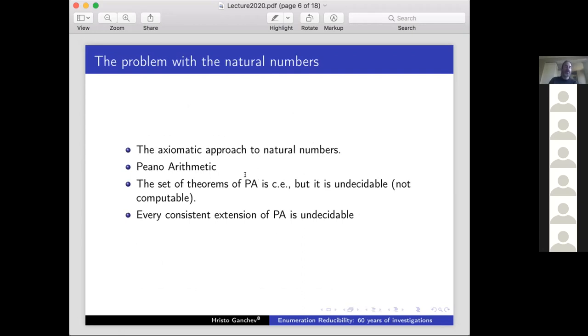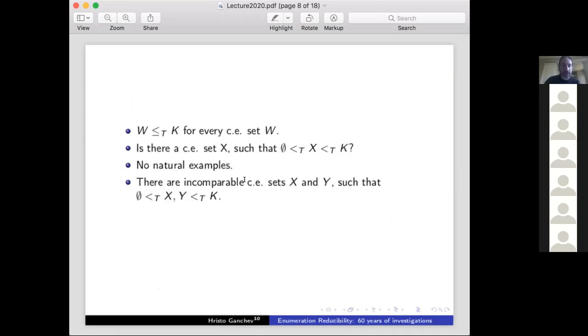So where do the theorems of PA go? Well, I didn't write it down. It turns out that PA is actually equivalent to the halting problem K. In fact, the halting problem turns out to be more powerful than every C set W. So every C set W is Turing reducible to the halting problem, or if you want, to the theorems of Peano arithmetic.